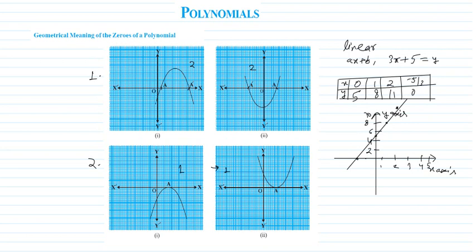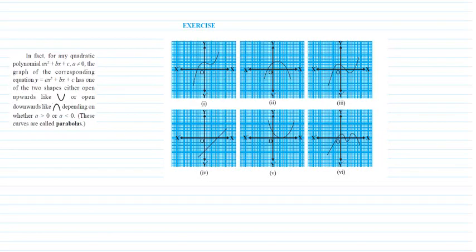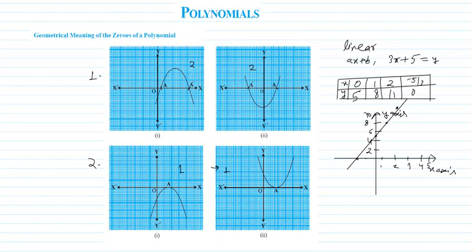Okay, let's try to solve a few more questions based on this. Any quadratic equation will have a graph of 2 types only, either it will be this or this. It will open upward or open downward. So the graph of a quadratic equation will be a parabola in all the situations, like we have just seen. All of these are parabolas.